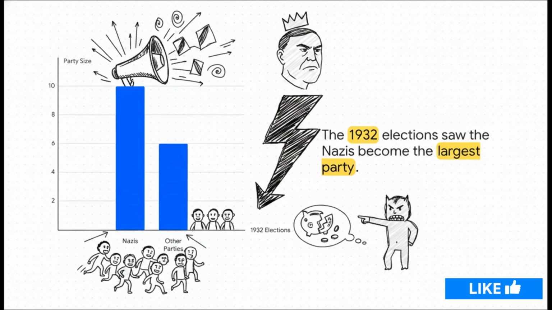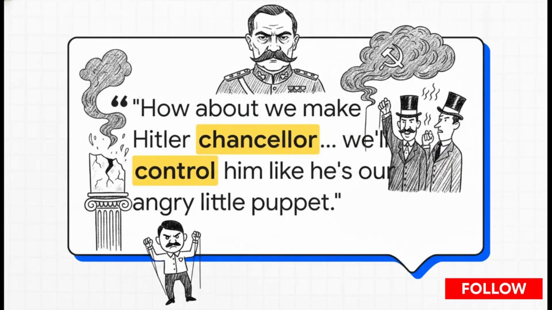Riding this megalomaniacal high, he demanded to be made chancellor. Take a look at this quote. "How about we make Hitler chancellor? We'll control Hitler like he's our angry little puppet. What could possibly go wrong?" I mean, that quote from conservative politician Franz von Papen is just absolutely chilling in retrospect, isn't it?